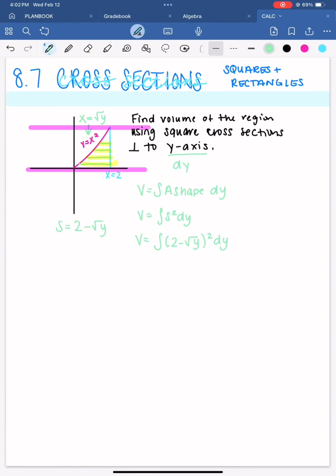And you can see here that that's what my curve is in between. Those are the y values. And that's going to be y equals 0 to y is equal to 4.